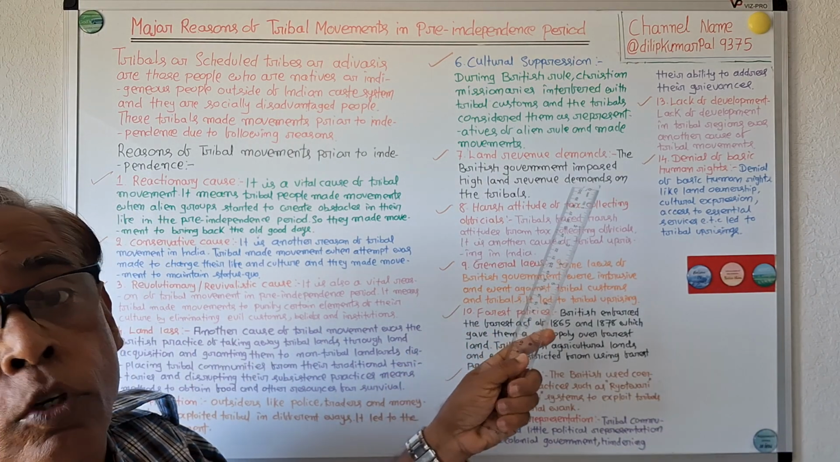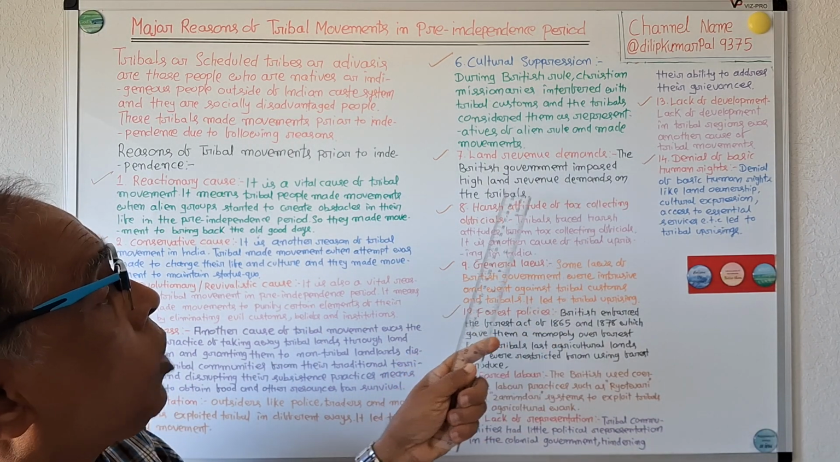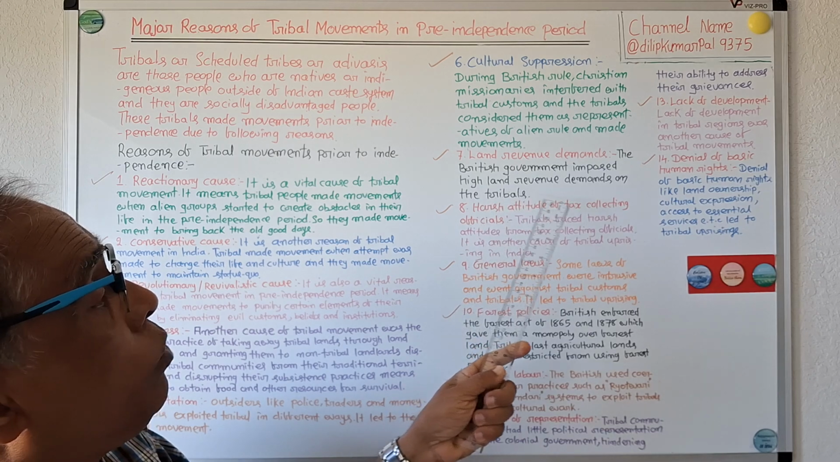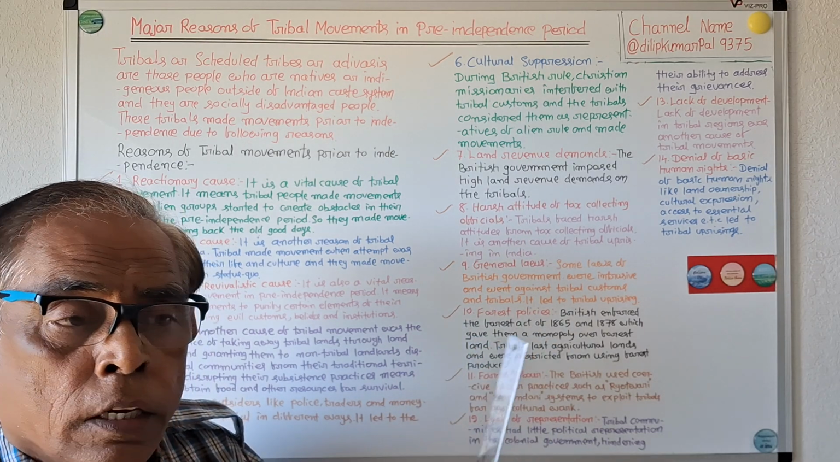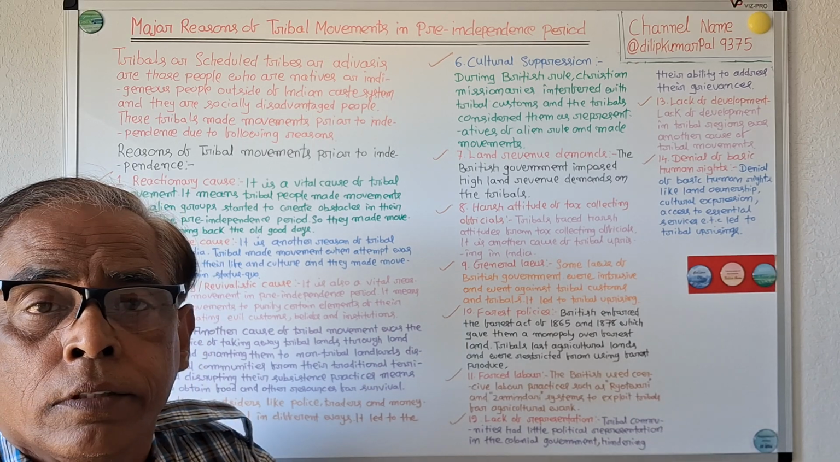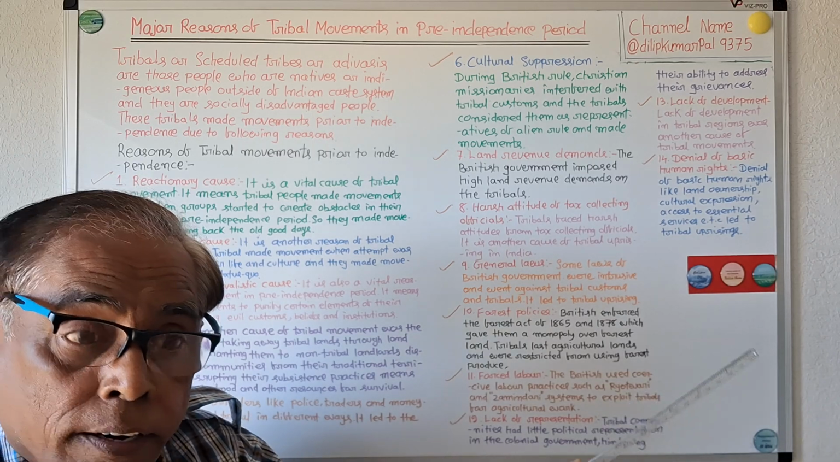Seventh, land revenue demands. The British government imposed high land revenue demands on tribals. Land revenue demand means the British government imposed high taxes on tribal land.